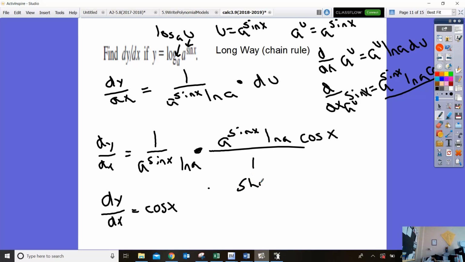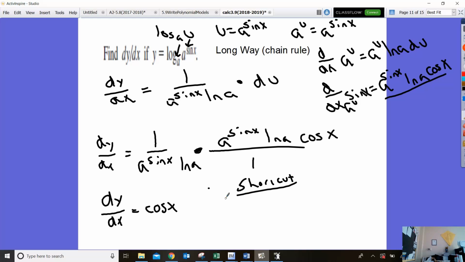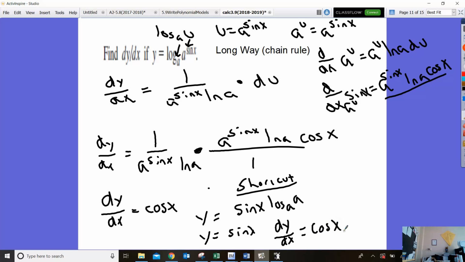So the shortcut here, and not all problems have this, is to rewrite it at first as sine of x times log base a of a, and then realize that that piece is 1. That's saying what power of a generates an a. So y is the sine of x, and then it's easy to find dy dx. You just memorize the rule and get cosine. Way easier, right? But some of the stuff you do in your homework is going to be fairly complex. You're going to have that chain rule in there.